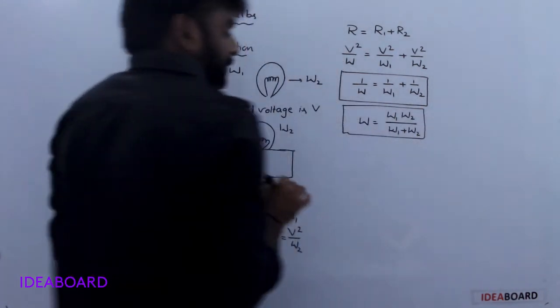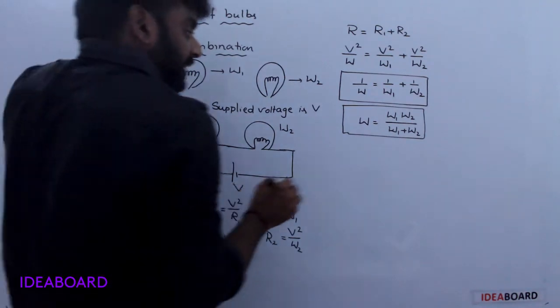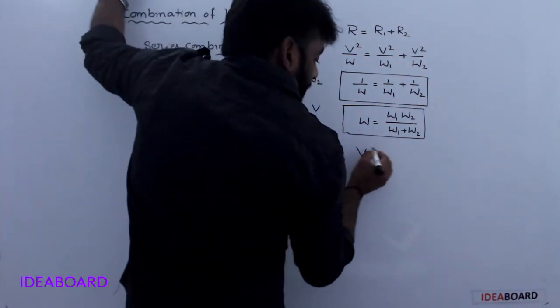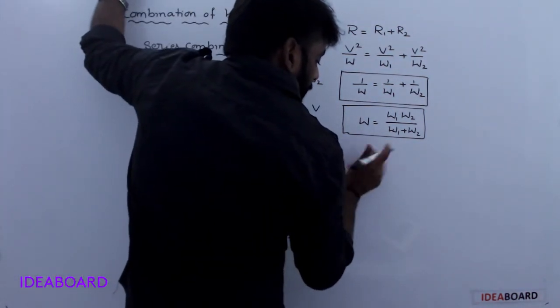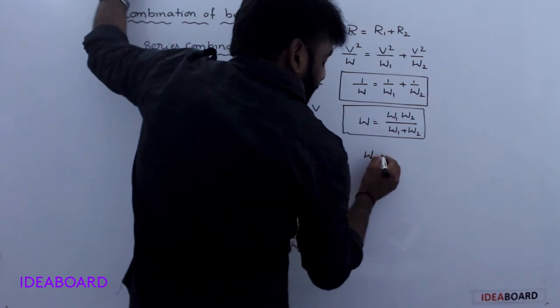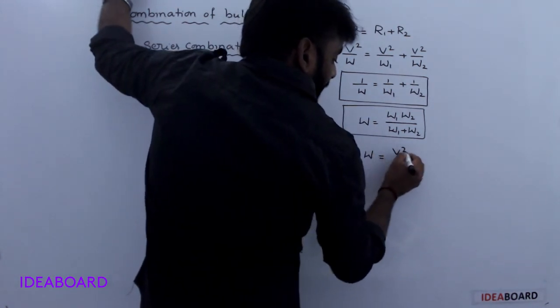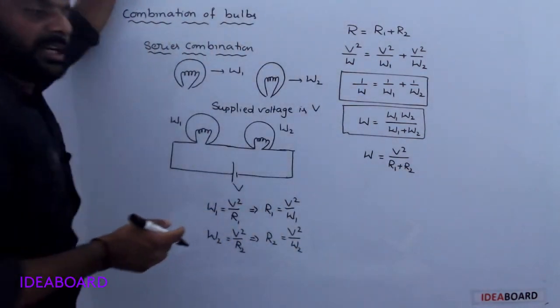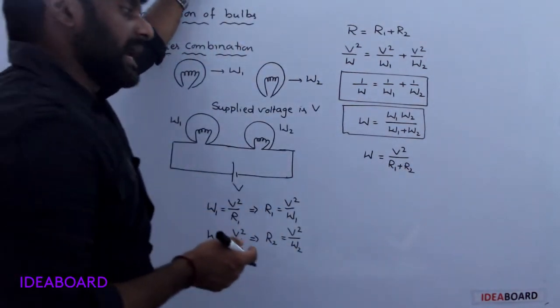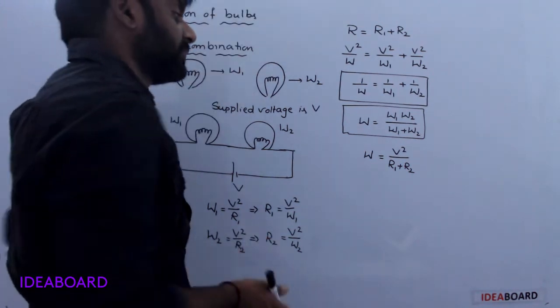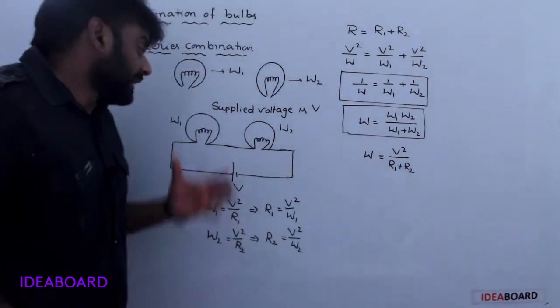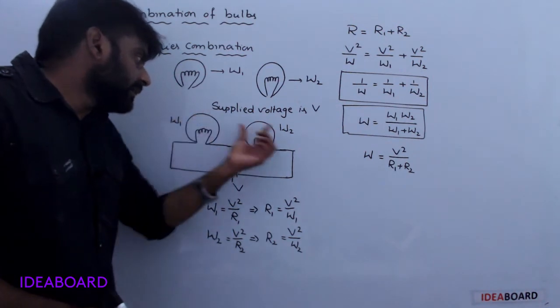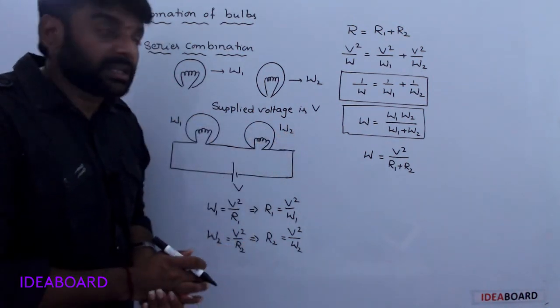Okay, net power. Or simply you write net power is equal to V square by R1 plus R2. W is equal to V square by R1 plus R2. It is mentioned power, that is simply wattage.